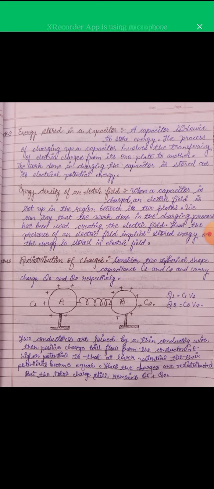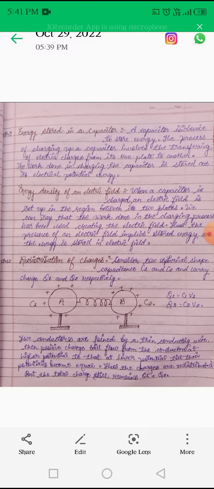If two conductors are joined by a thin conducting wire, then positive charge will flow from the conductor at higher potential to the one at lower potential till their potentials become equal. Thus the charges are redistributed, but the total charge still remains Q1 plus Q2.